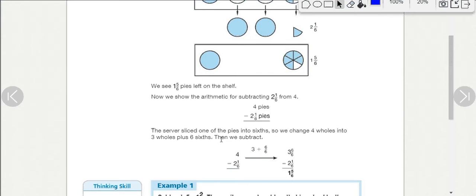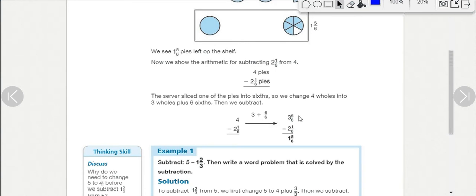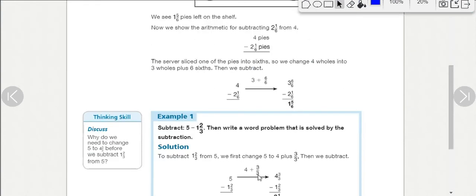Turn the last one into sixths. So you change the 4 into 3 and 6/6. Subtract 2 and 1/6, you get 1 and 5/6. So I guess we renamed this so we could take away from it, but we didn't have to take from the whole and add it to the fraction, at least not yet.